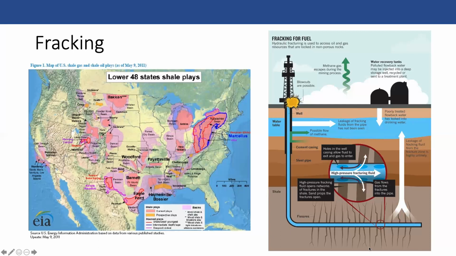And actually the guy who made this diagram, his name is Bob Howarth. He is a professor at Cornell University. He was one of the first ones to publish a paper on the environmental damages of fracking and the drawbacks of using natural gas. I'll dig up that paper and include it in the reading if anyone's interested.